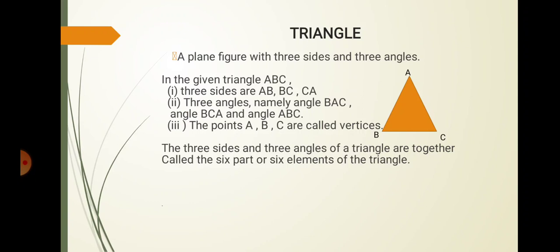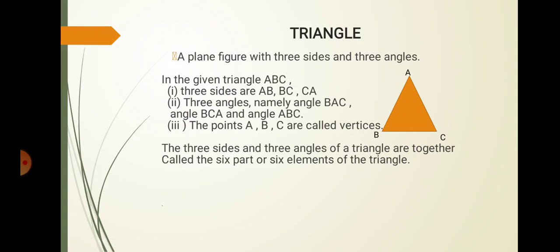Now let us consider a triangle ABC. You can see it on the screen. In the given triangle ABC, the line segments AB, BC and CA are the 3 sides of the triangle, and the 3 angles, namely angle ABC, angle BCA and angle BAC, are the 3 angles of the given triangle, and the vertices are the points A, B, C. So this is the basic information about the triangle.